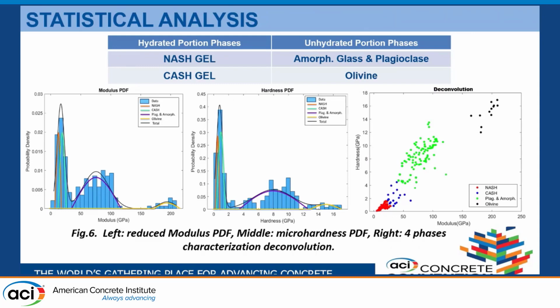So this shows the statistical analysis results. Basically what I did was, after getting all of those results, I used Gaussian mixture modeling, a probability distribution, and utilizing it, comparing it with the machine learning technique, which is clustering, I was able to determine how these phases were specifically designated to those specific materials within the microstructure. Within this deconvolution, as you can see, the red and the blue clusters represent NASH and CASH. And the green and the black phases represent the plagioclase and amorphous glass, and olivine respectively.